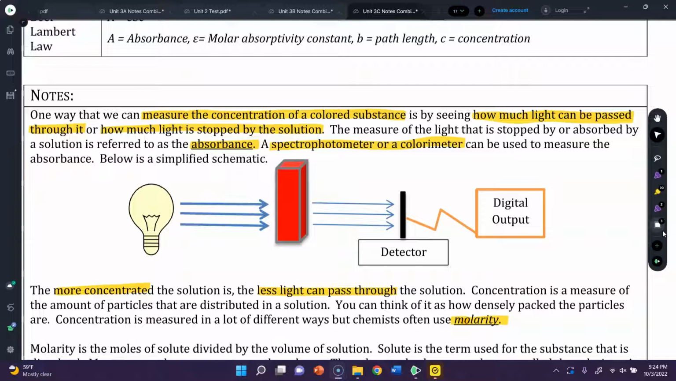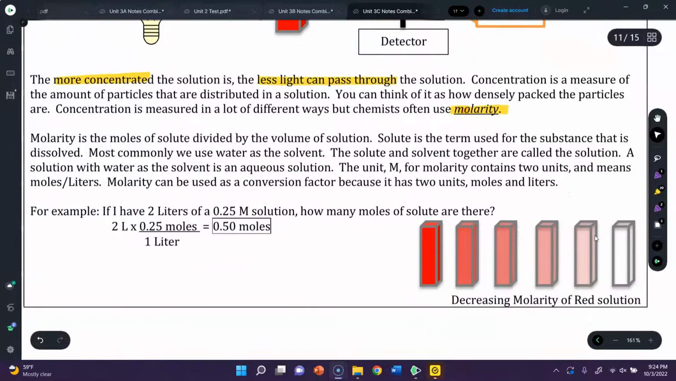Concentration is measured in a lot of ways, but we will use units of molarity, and this has been discussed already. To review, molarity is the moles of solute divided by volume of solution. Solute is a term used for the substance that is dissolved. Most commonly, we use water as a solvent. The solute and solvent together give you a solution. A solution with water as the solvent is an aqueous solution. The unit M is for molarity, contains 2 units, and means moles per liter.